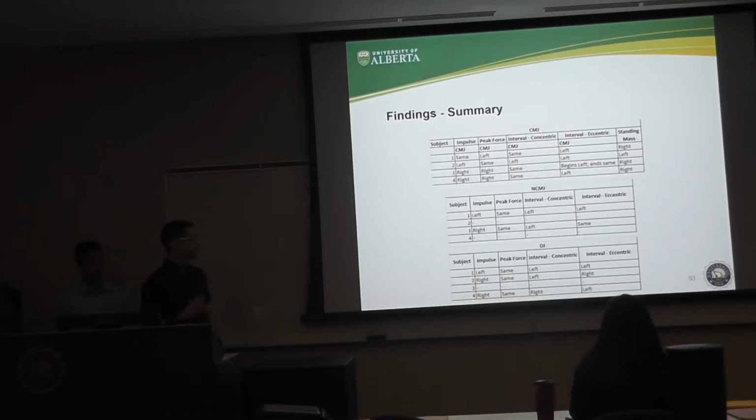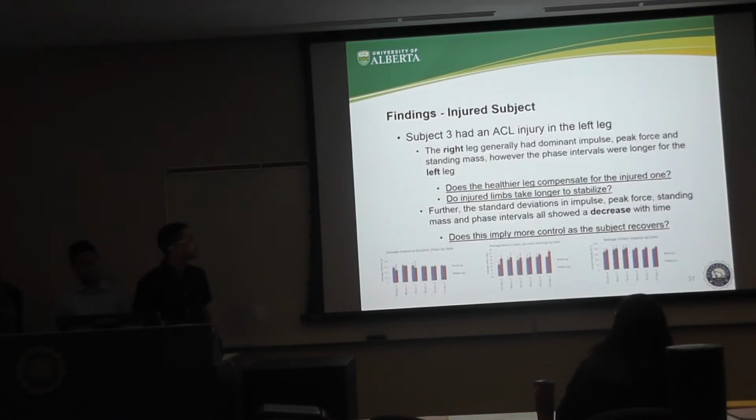Part of this is because we have different subjects from varying backgrounds. And because of this, one person's dominance might be different from another subject's. For example, a rugby player might have really strong both legs, whereas a swimmer might have a preferred side, whether it's for backstroke or side stroke or things like that. However, we did notice one thing for subject 3, the injured subject.